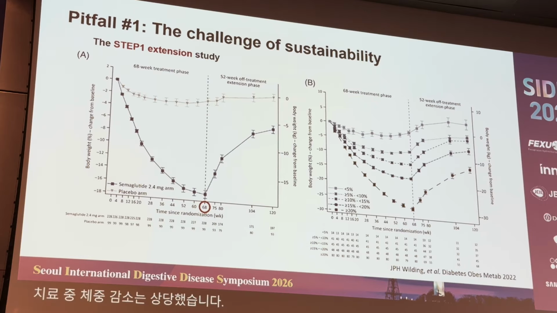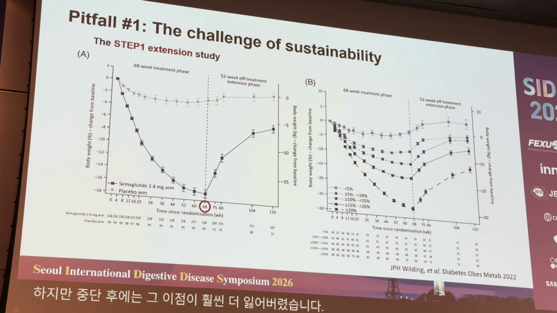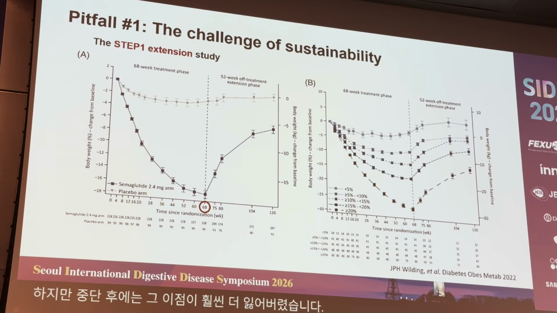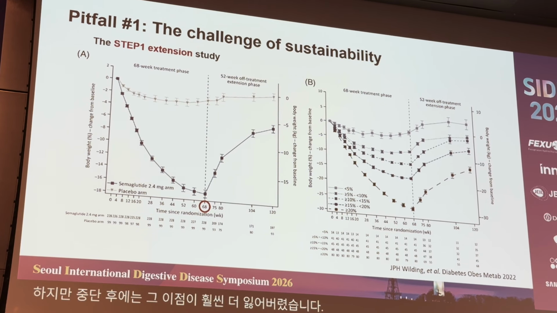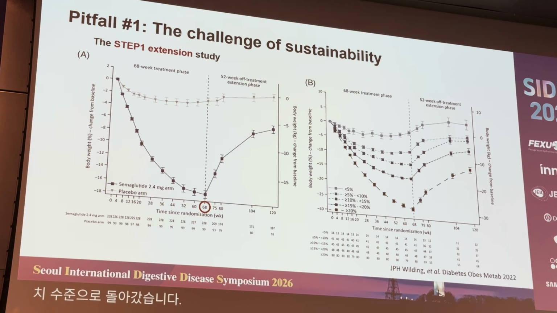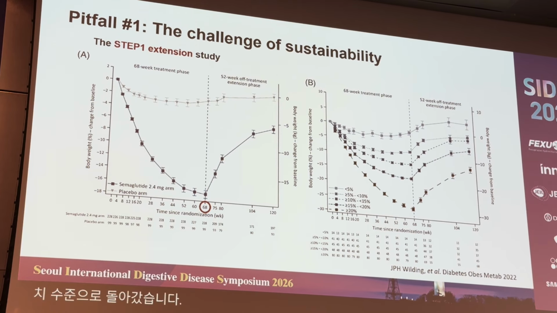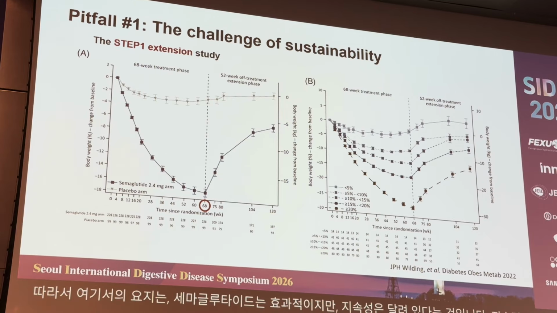In fact, patients regained about two-thirds of their prior weight loss, and many cardiometabolic improvements also drifted back toward baseline. So the message here is that semaglutide is effective, but durability depends on continued treatment. That is why obesity is considered a chronic relapsing disease.